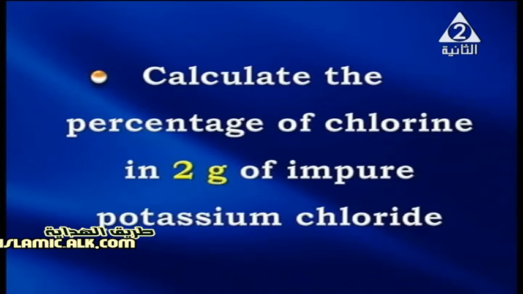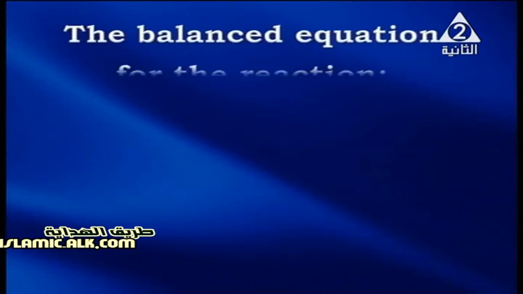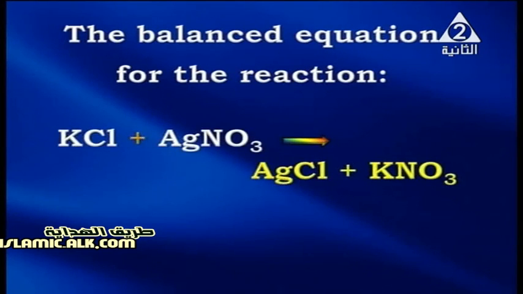Calculate the percentage of chlorine in 2 gram of impure potassium chloride, which reacts with silver nitrate to get 4.628 gram of silver chloride, where the atomic mass of potassium equals 39, chlorine equals 35.5, and silver equals 108. Here the solution is the balanced equation of the reaction. KCl plus AgNO3 gives AgCl plus KNO3.